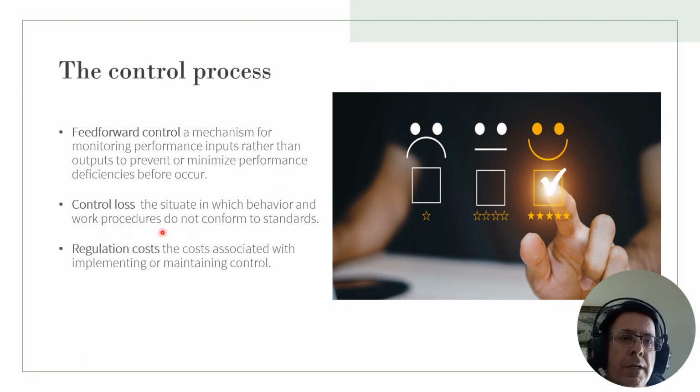Control loss is the situation in which the behavior and the work procedures do not conform to the standards, where the manager has lost total control of the situation. So we use the term control loss. Regulation costs are the costs associated with implementing or maintaining the control. What expenses we incur to control the resources, to control the workers, or to control the situations.